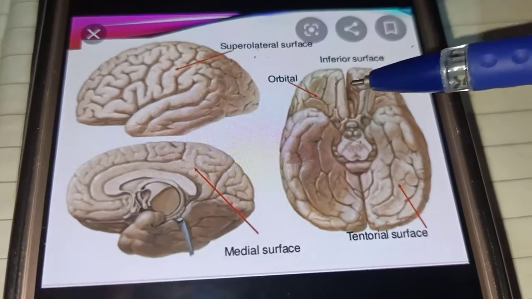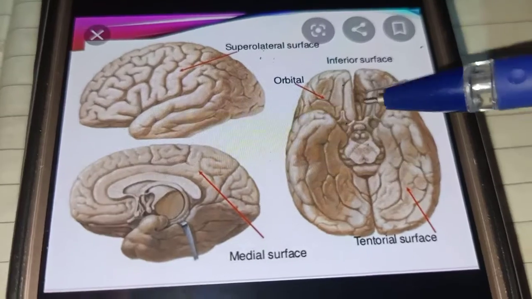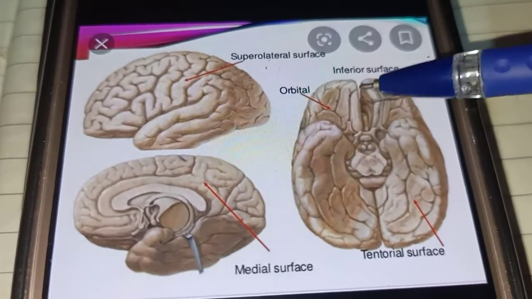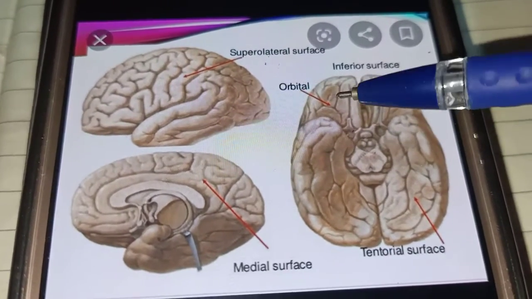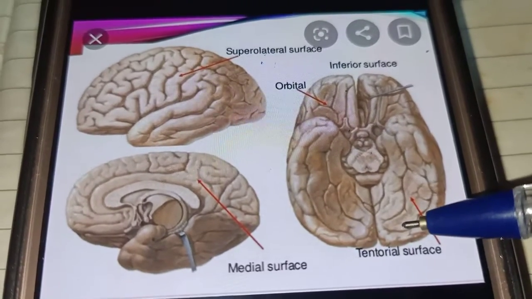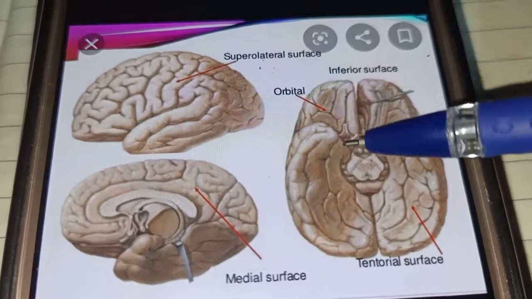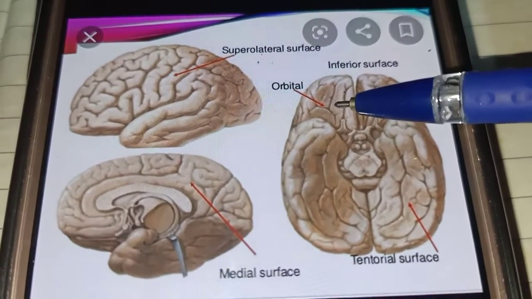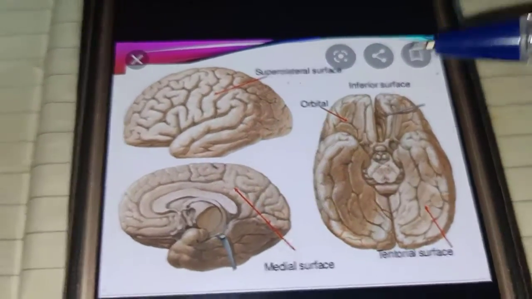Now, as you all know, this is the inferior surface of the cerebrum and it consists of two parts. The anterior surface is the orbital surface and the posterior surface is the tentorial surface. So we will see which sulci and gyri are present on the orbital surface and on the tentorial surface of the inferior surface.